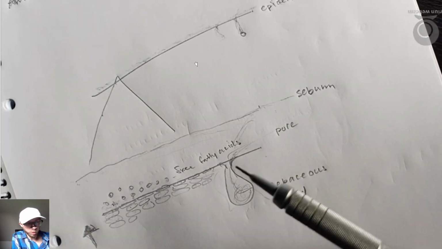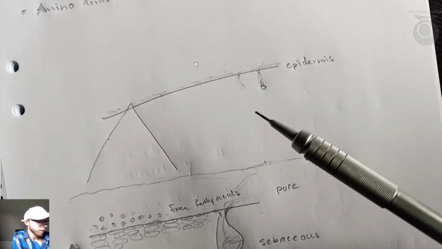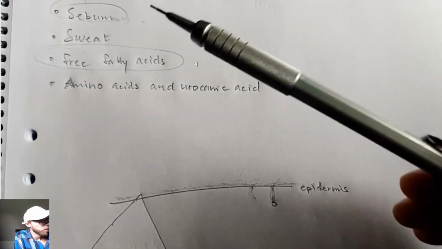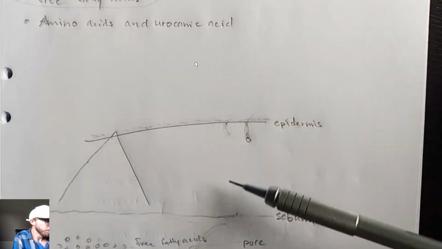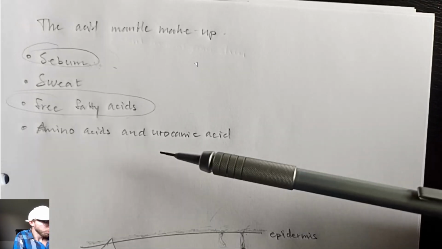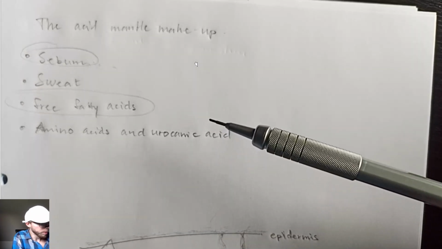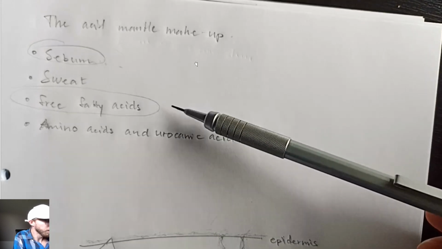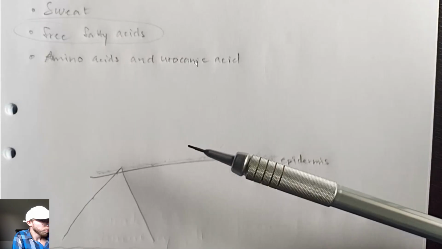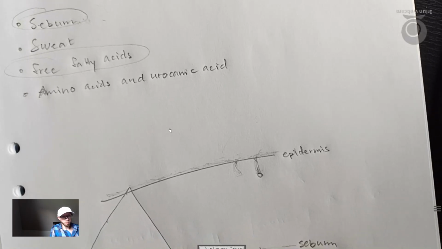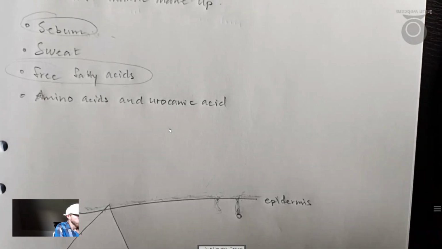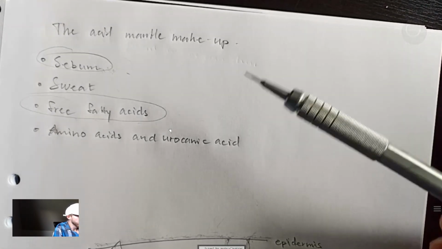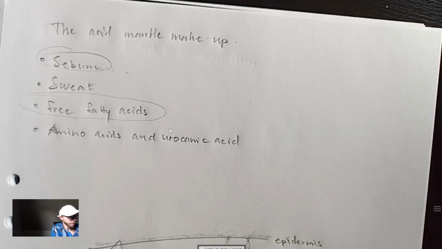So I want to avoid washing away the sebum because it's protecting the skin from dehydration, and when you're washing away the sebum, you're also losing the free fatty acids. So this is why using a cleanser, a high pH cleanser especially, will disrupt your acid mantle.